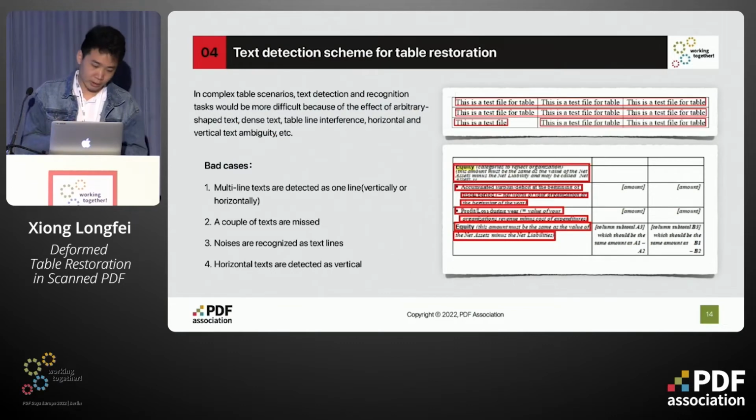Text detection in deformed tables faces many challenges. For example, there is deformed text of any shape, very densely arranged text, interference of table lines, and text areas that are difficult to distinguish between horizontal and vertical. In order to solve these problems, we have to design a more suitable text detection network.